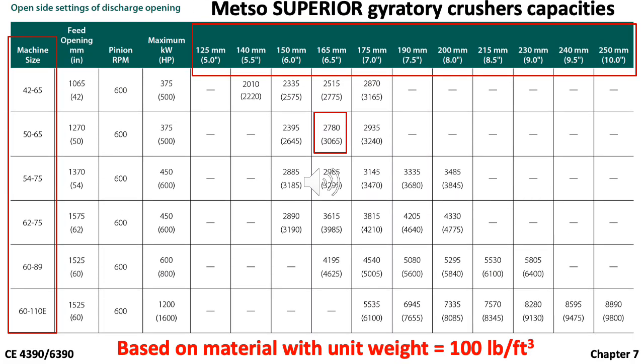So this is one example of a capacity chart for the Metso Superior gyratory crusher. Given the machine size and the open side setting, which is measured in inches, you can find the machine capacity in tons per hour. Remember that the capacity charts are based on a unit weight of 100 pounds per cubic feet, so adjustment will be needed for materials which have a unit weight different from this reference value.